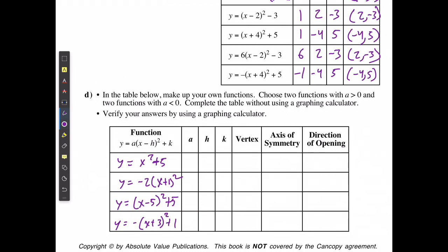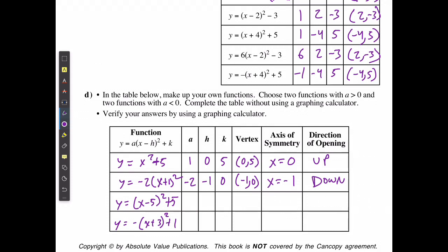Well, here I have a is 1, h is 0, and k is 5. I have a vertex at 0 and 5. I have an axis of symmetry with that imaginary vertical line when x is equal to 0, and this one opens up. For the second one, a is negative 2, h is negative 1, k is 0. I have a vertex at negative 1 and 0, and the axis of symmetry occurs at x is equal to negative 1. This one opens down.